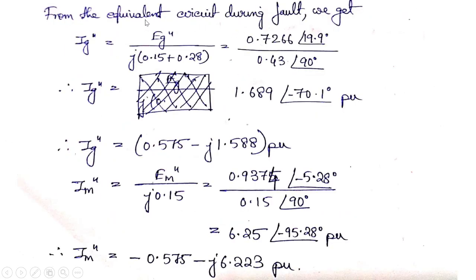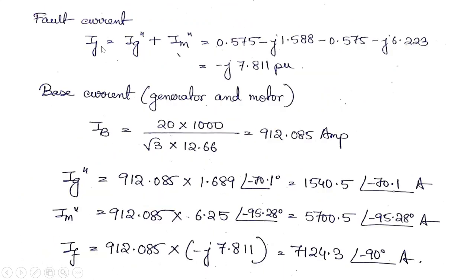From the equivalent circuit during fault, we can get Ig'', which is equal to Eg'' by Xd''. So you get the value Ig'', and then we convert it from polar form to rectangular form. Similarly, we get Im'' and we convert it to the rectangular form. The total fault current in the previous diagram, as we have seen, If was equal to Ig'' plus Im''. So we add and we get the fault current.